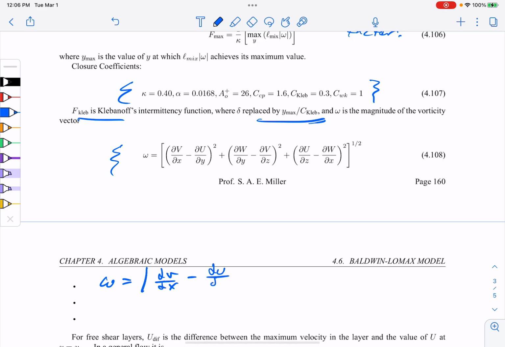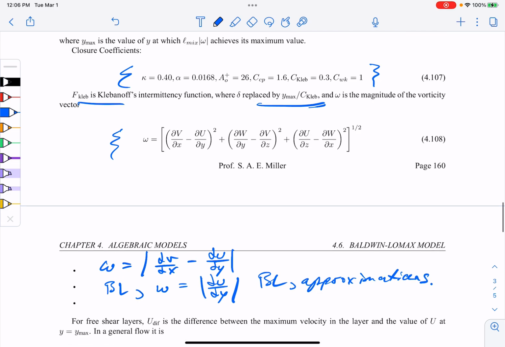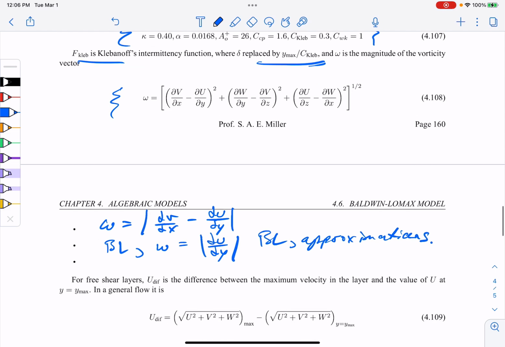Minus partial u partial y. And so that's two-dimensional. And if you're in a boundary layer, you can just set omega equals partial u partial y because you're using the boundary layer approximations. Okay, so partial v partial x should vary very slowly when you're further down in a fully turbulent boundary layer. And so that's the basis of the model.